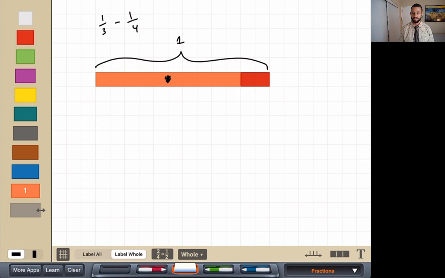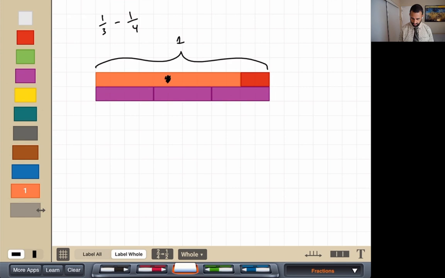Okay, so now I need to find thirds and fourths. Let's see, what is a third of this length? That seems too big. That seems about right. How many, there we go. Yep. 2, 3, there we go. You see what I mean? This is why you want to be able to not label the things, because that's a third. Each one of those purple things is a third.